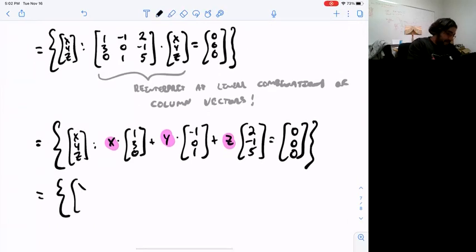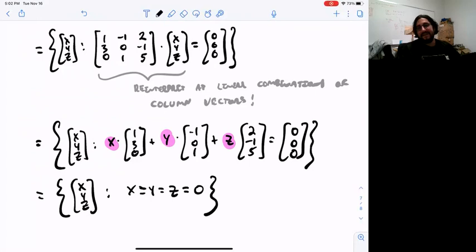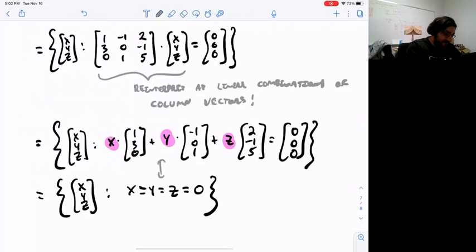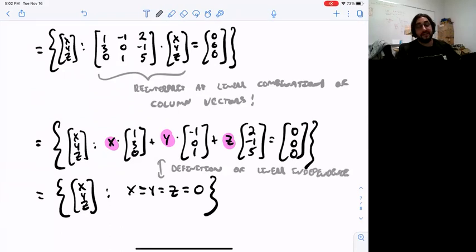The condition here, what comes after the colon, is just a really convoluted way of saying x equals y equals z equals 0, right? They all have to be 0. Because why? Well, that's the definition of linear independence. It says that if your linear combination is 0, all the scalars have to be 0.